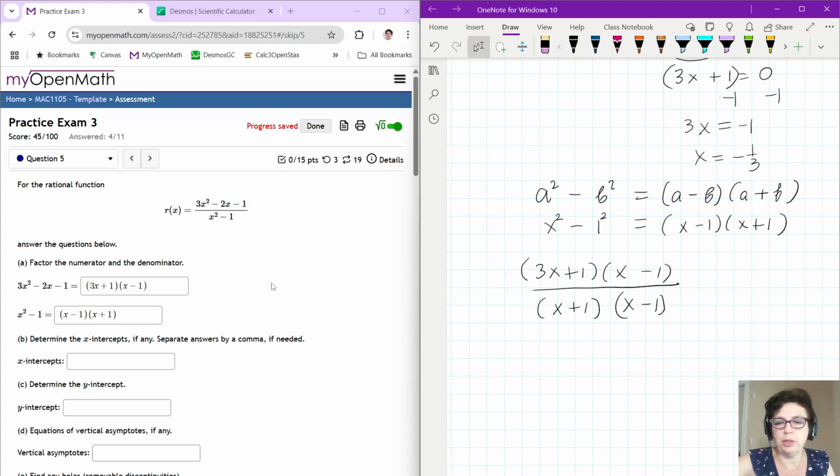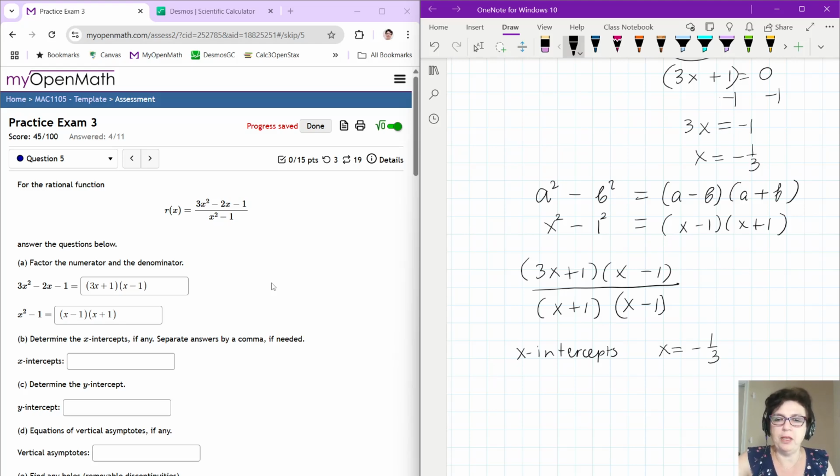So first of all, if you want the x-intercepts, those are going to be the zeros of the top. So that would be 3x plus 1 equals 0, which we already know is negative 1/3. So that's one of the x-intercepts.